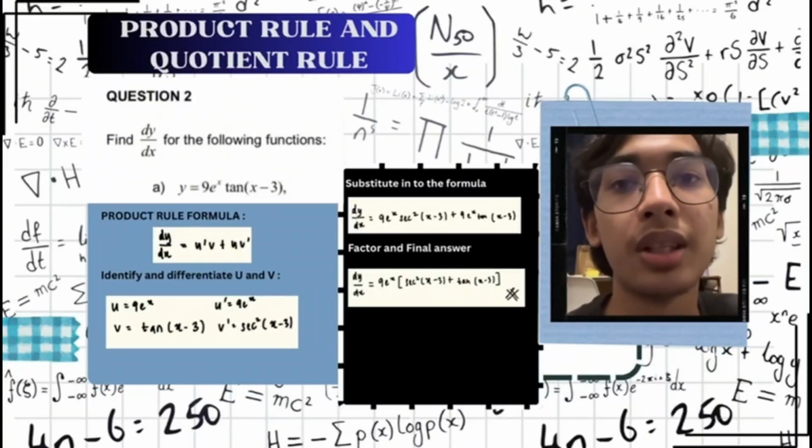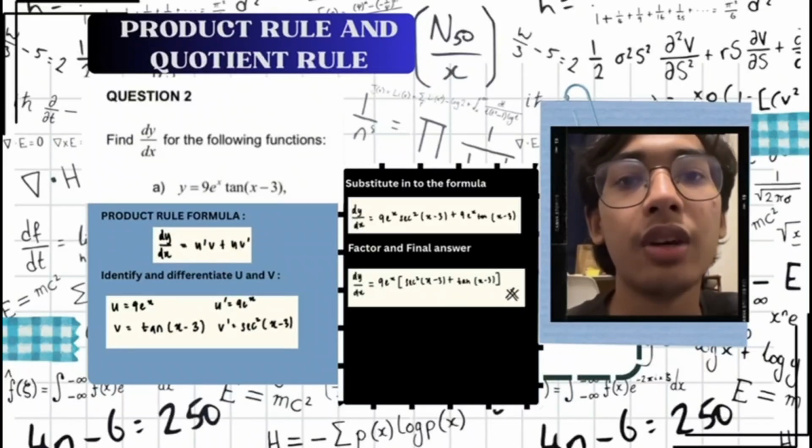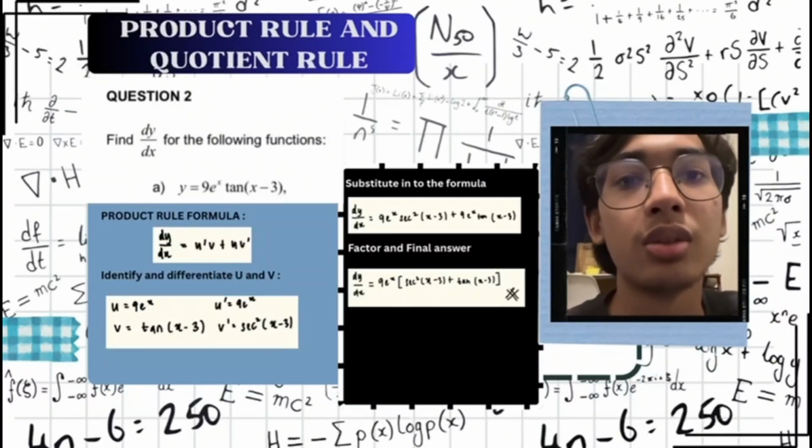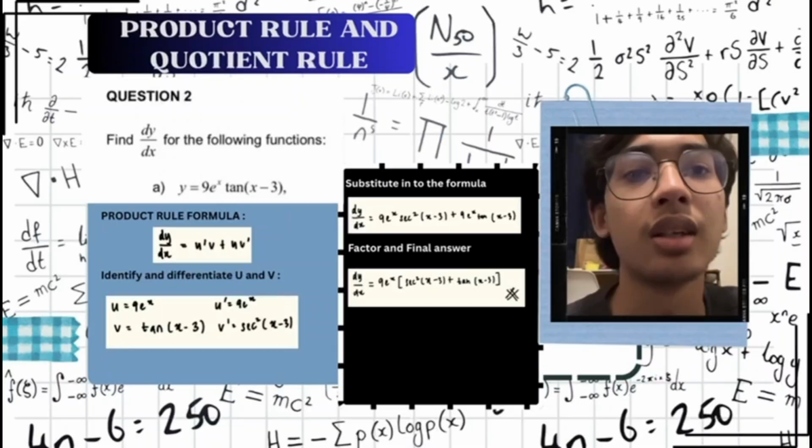Then I substitute them back into the product rule formula. dy over dx equals 9e to the power of x sec squared (x minus 3), plus 9e to the power of x tan(x minus 3). I can factor out 9e to the power of x. So the final answer is dy over dx equals 9e to the power of x, open bracket, sec squared (x minus 3) plus tan(x minus 3), close bracket.